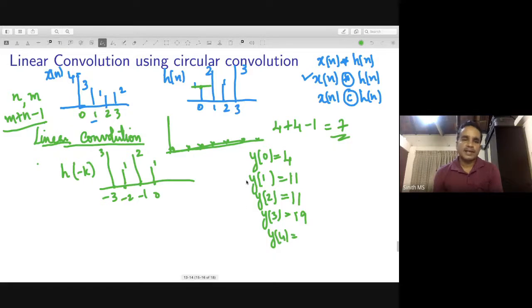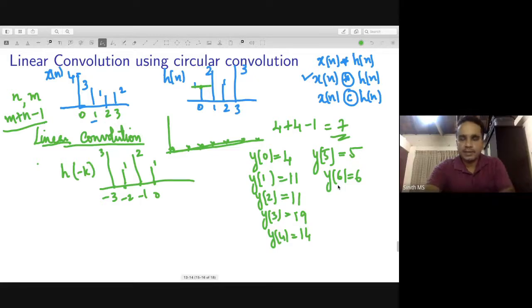Again, you shift it. Then this is multiplied with this. 3 into 3, 9 plus 1, 10. 10 plus 4, 14. What about y of 5? Again, if it gets shifted, 3 into 1, that is 3. 3 plus 2, 5. Again, you shift it. What do you get? 3 into 2, 6. Then again, if you shift, it becomes 0.